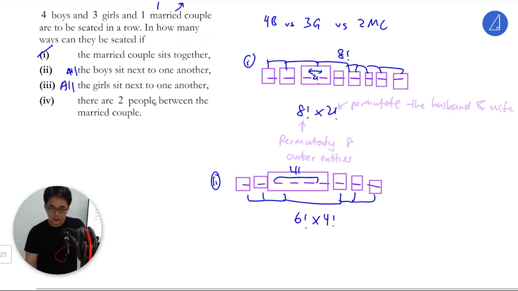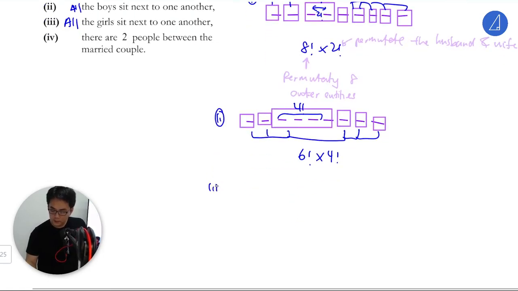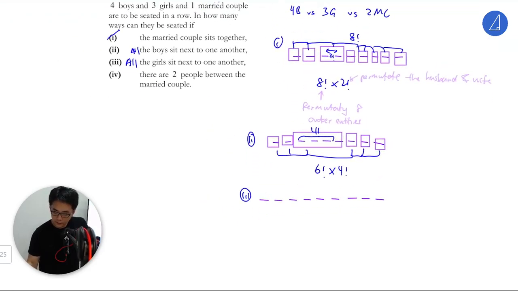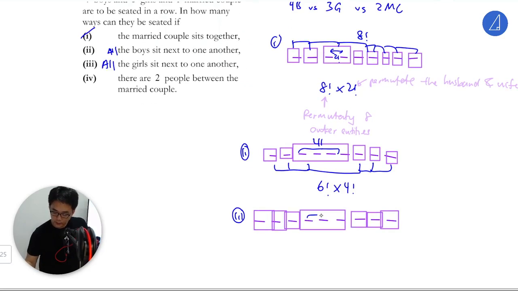All the girls sit next to one another. But same thing. 1, 2, 3, 4, 5, 6, 7, 8, 9. Then the girls will be 3 of them. So 3 girls. So 7 entities. Okay, I want to do part 4.